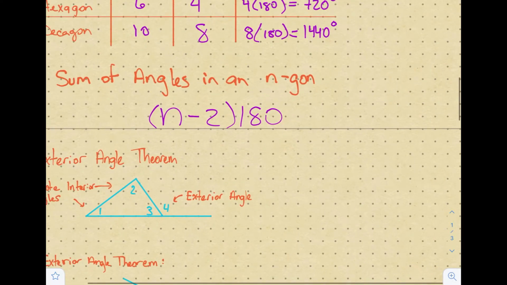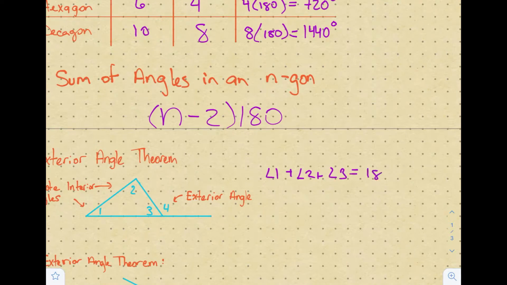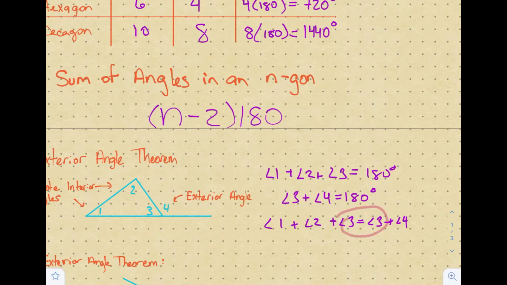Now, 2 things that we should know. Angle 1, angle 2, and angle 3 add up to 180 degrees. Angle 3 and angle 4 also add up to 180 degrees. That means that angle 1, angle 2, and angle 3 are equal to angle 3 and angle 4. Right, they're both 180 degrees. But both sides of this equation have that angle 3. Those can cancel away.